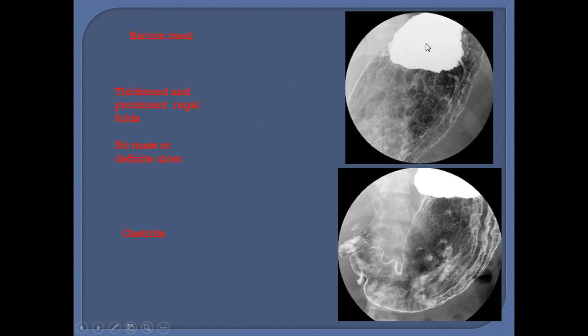This is the collection of contrast in the dependent part, but in this diagram you can see the normal folds are thickened, gastric rugae are thickened, and you can see multiple rather punctate erosions in this pattern with a central dot, hollow dot, and peripheral pooling of contrast. It is a case of gastritis with gastric ulcer.